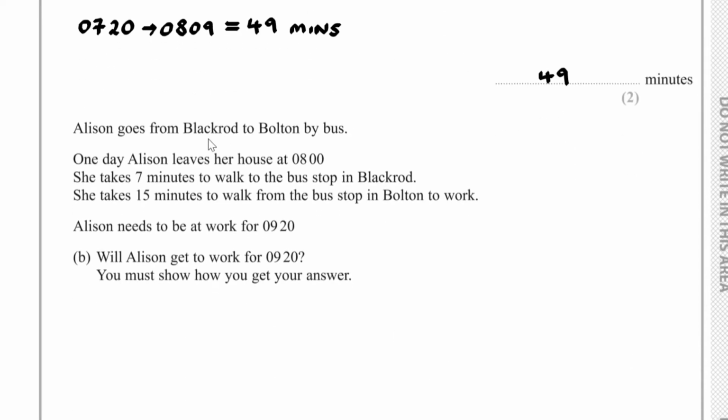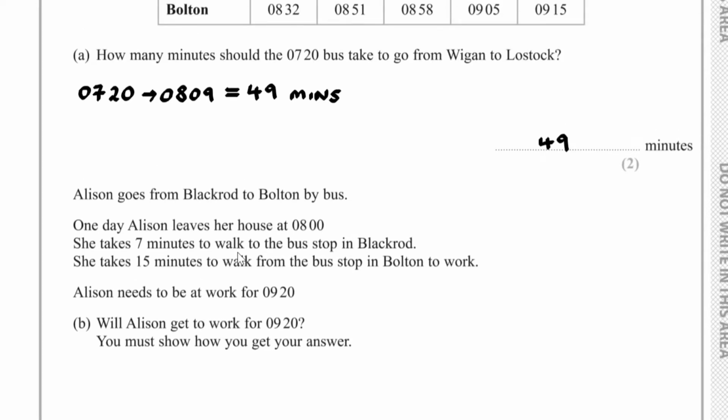Alison goes from Blackrod to Bolton by bus. One day Alison leaves her house at 8 o'clock. She takes 7 minutes to walk to the bus stop in Blackrod. She takes 15 minutes to walk from the bus stop in Bolton to work. Alison needs to be at work for 9:20. Will Alison get to work for 9:20? You must show how you get your answer.